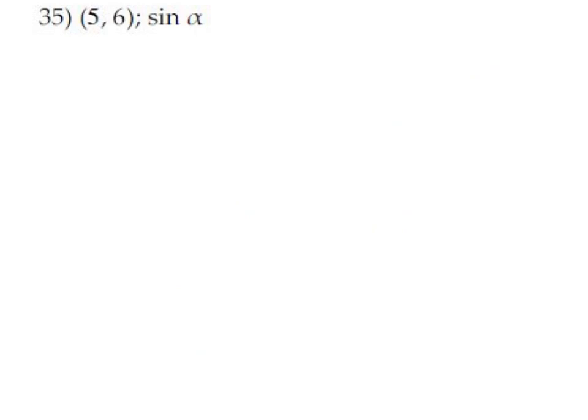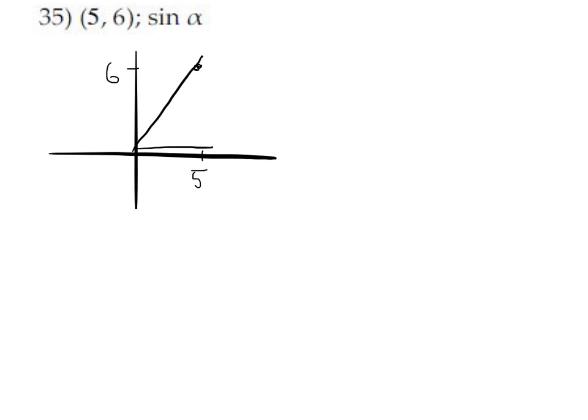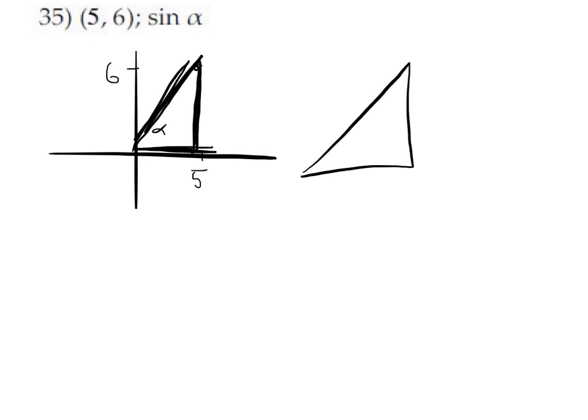Find sine alpha if alpha is in standard position and its terminal side includes the point (5, 6). So we start by drawing a point at (5, 6), the terminal side of alpha. So this is alpha, and we have our triangle right here. Let's draw this triangle a little bit differently. So that's 5, that's 6.